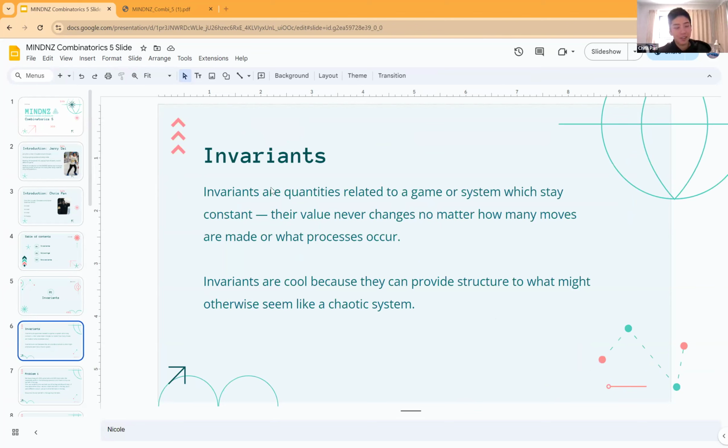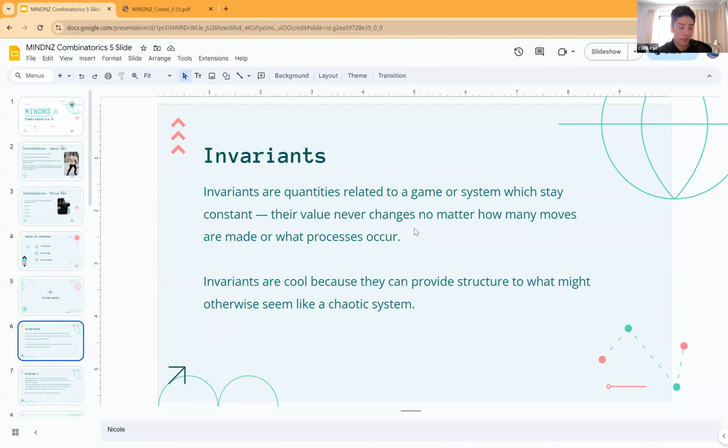So invariants are quantities related to a game or system which never change, right? So maybe you look at some quantity and it always remains at like two or something. No matter what you do, this fixed quantity will stay at two. And these things are good because they give some kind of structure to a game or system that might seem kind of chaotic.